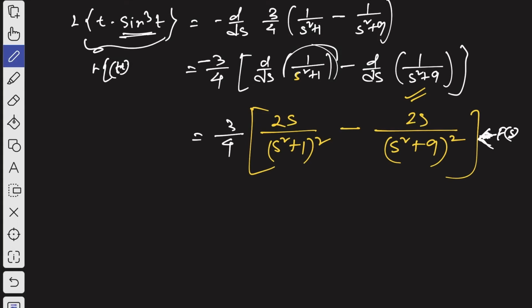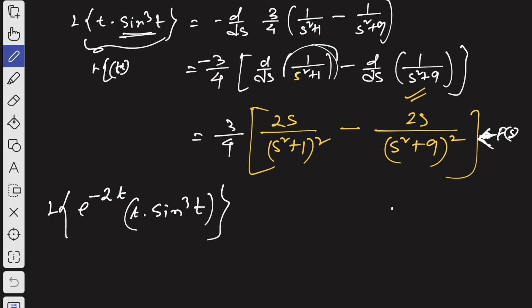You can consider this one as capital F of s. In that case, Laplace transformation of integration 0 to t e to the power minus 2t. One more thing, before we find the integration, again we need to find the Laplace transformation of e to the power minus 2t t dot sine cube t.